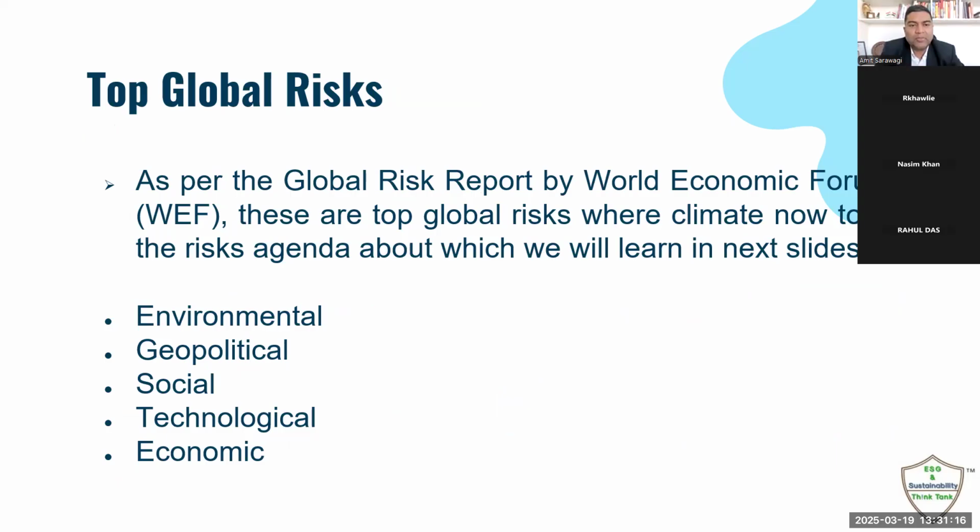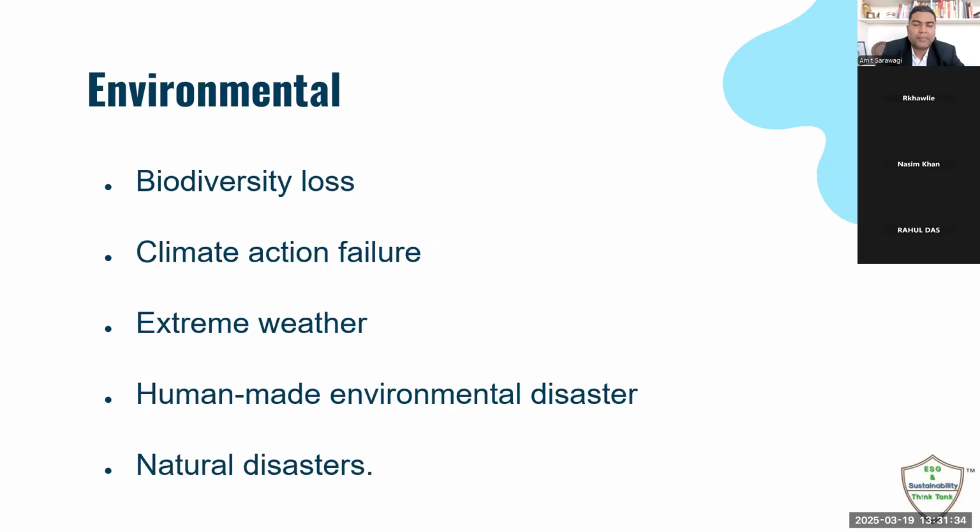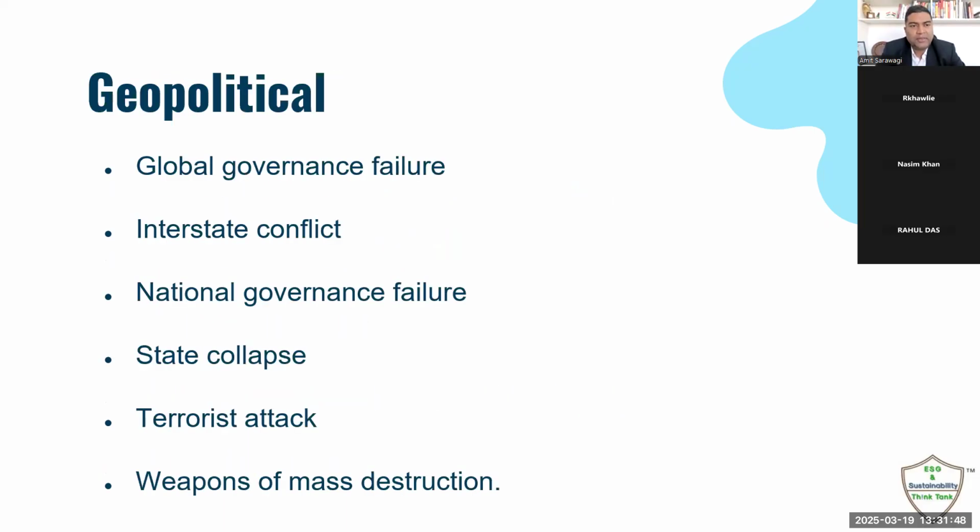Now we are discussing some top global risks, again suggested by the World Economic Forum in the Global Risk Report. So which are these top global risks? These are related to environmental, geopolitical, social, technological, and economic. Within environmental, some top risks are related to biodiversity loss, climate action failure, extreme weather conditions, human-made environmental disasters, and natural disasters.